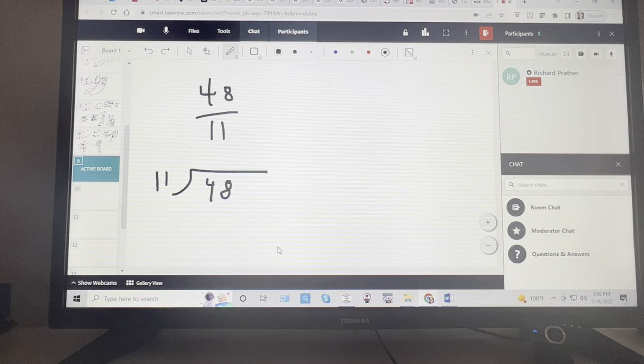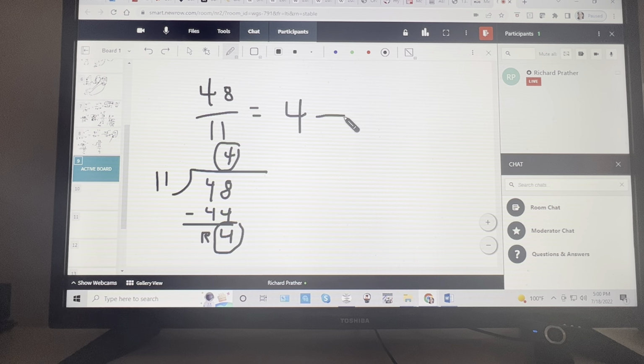This is going to have a remainder now. So 11 times 4 would be the closest I could get to 48. 11 times 4 is 44. And that has a remainder of 4. So the way you write this is, the answer would have been 4 if it had divided evenly. And then if there's any kind of remainder, you put that next to the number as a fraction. The remainder always goes in the top. And the original divisor, they call that, is what's in the bottom.